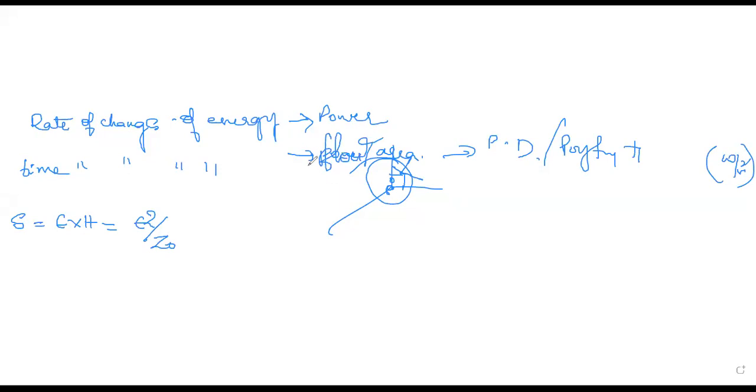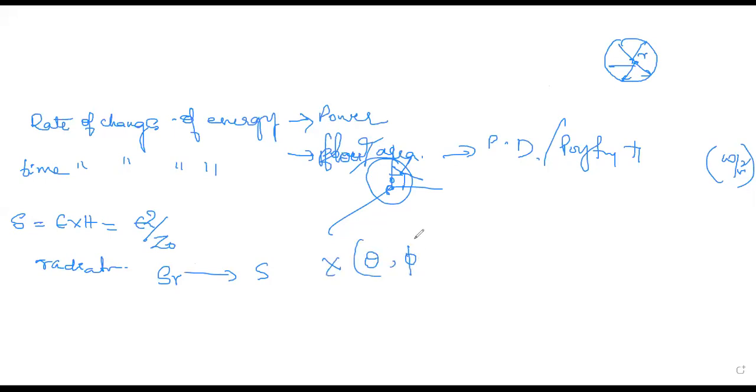So here, for a point source. Now when you consider the point source, only the radial component will exist, because when you consider a sphere, you have equal radiation. So it is R, R, R everywhere. So in a point source, a radial component, which we take as SR, of a Poynting vector S, will exist. There will be no component with respect to theta and phi.